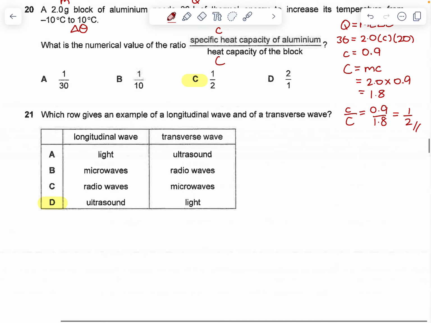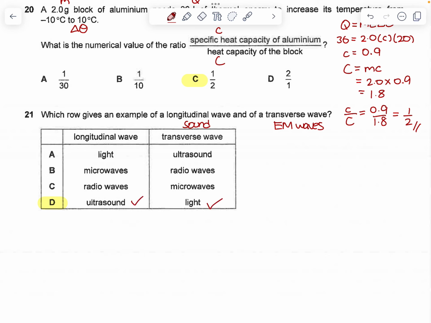Question 21. Which example gives a longitudinal wave and a transverse wave? So all EM waves are transverse waves, and sound waves are longitudinal waves. So answer D.